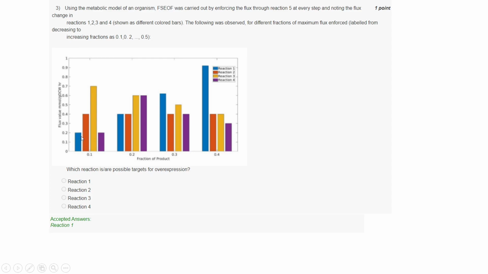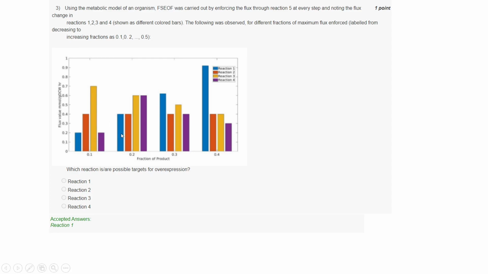So if you look carefully for reaction 1, at point 0.1 fraction of the product it is low, then it increases at point 0.2, it increases further at point 0.3, and further at point 0.4. So with increase in fraction of the product, reaction 1 flux is increasing. That is not the case for other reactions.